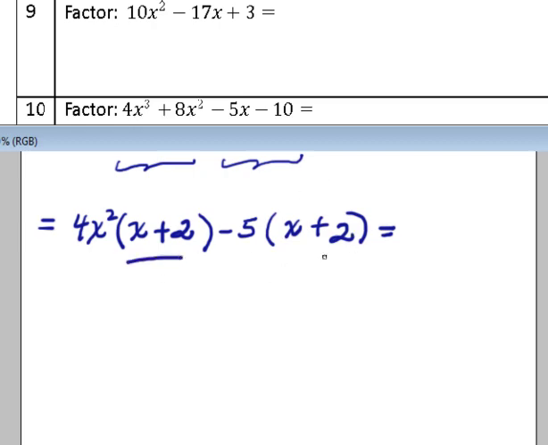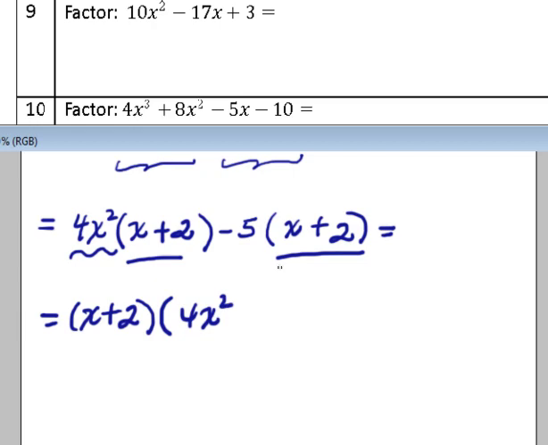So we have x plus 2 in both groups, and so we can factor out that x plus 2. From the first group, we're left with 4x squared in parentheses and minus 5. So this is the factorization.